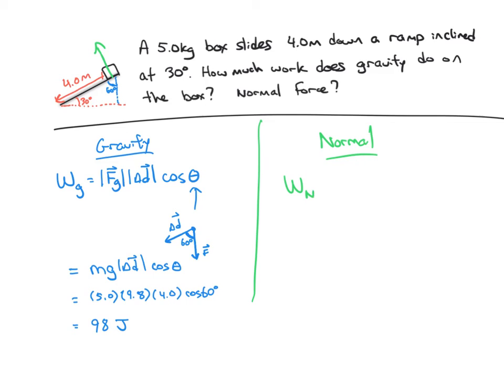Actually, you know what? I'll write out the formula. The work done by the normal is the magnitude of the normal times the displacement times the cosine of the angle between the normal force and the motion. But that angle is 90 degrees. And cosine of 90 degrees is 0. So 0 times whatever is going to give me an answer of 0. Okay, so that's why any time the force is 90 degrees to the motion, the answer is going to be 0 joules.